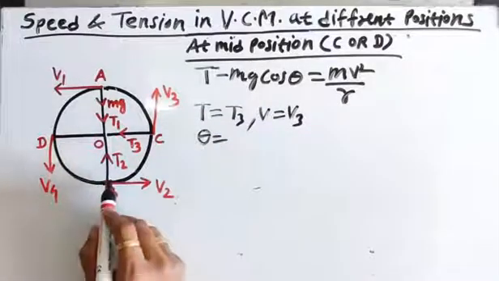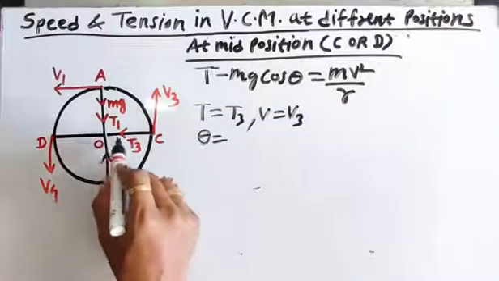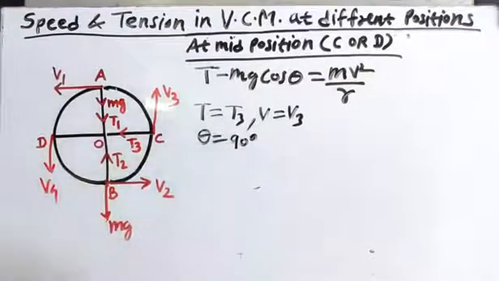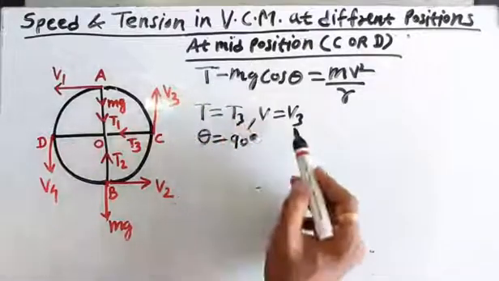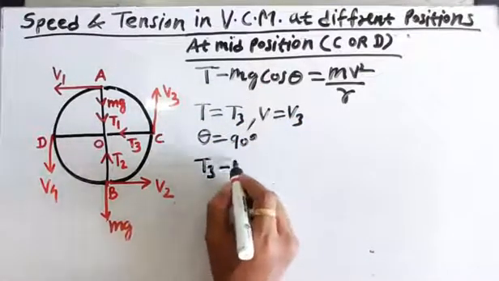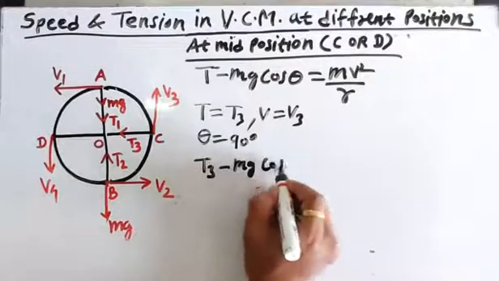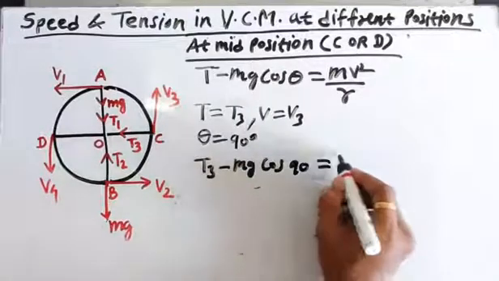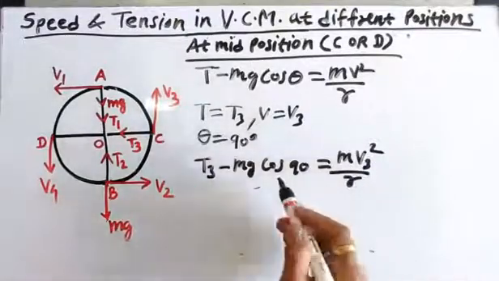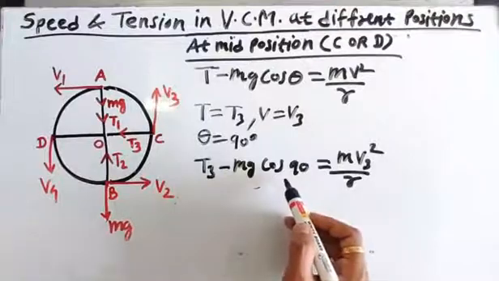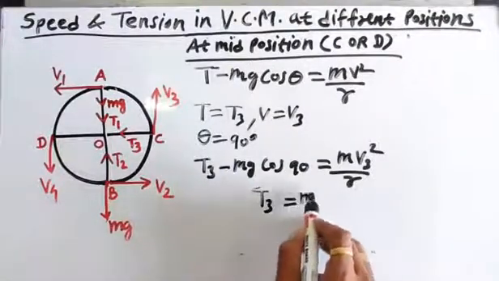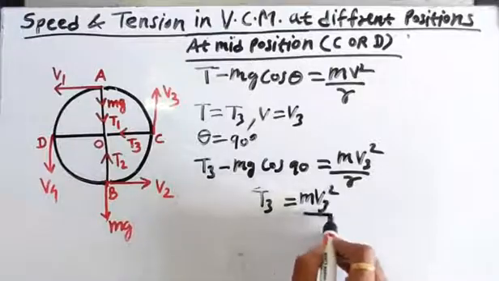And for this theta, from B to C, the total angle made at the center is 90 degree. So we are going to put theta is equal to 90 degree. Now by substituting all these values in the above equation, we get T3 minus mg cos 90 is equal to m v3 square upon r. Now we know that cos 90 is 0. So we get T3 is equal to m v3 square upon r.